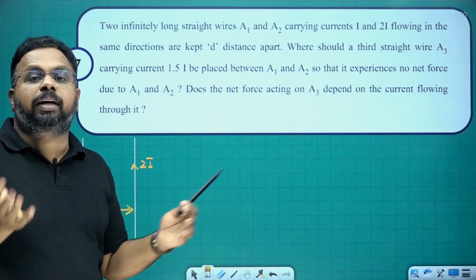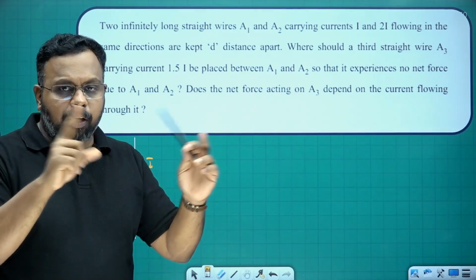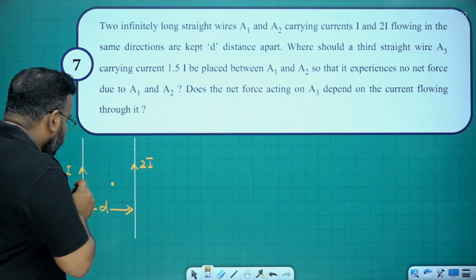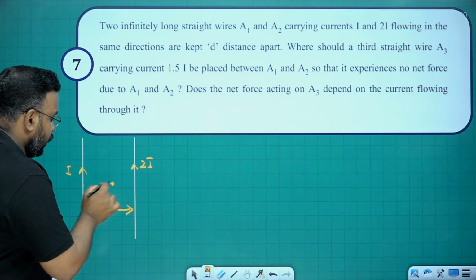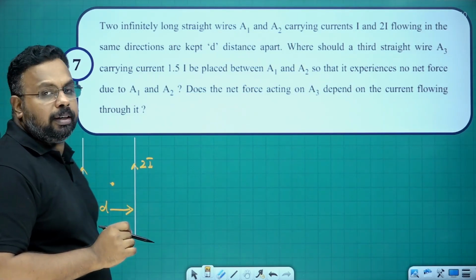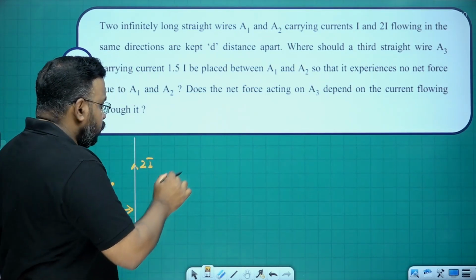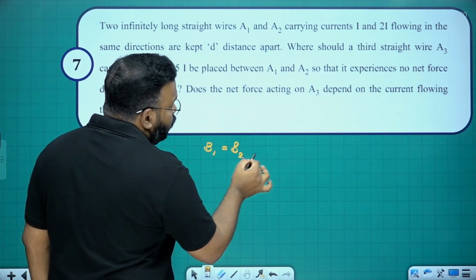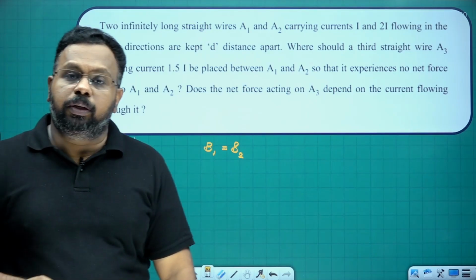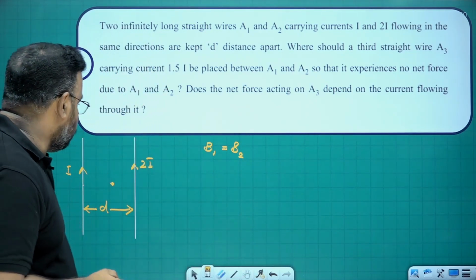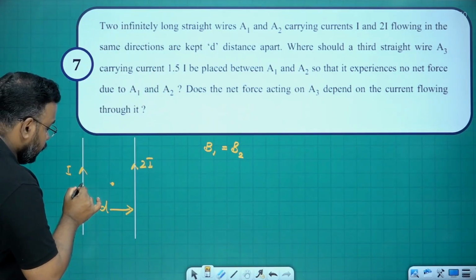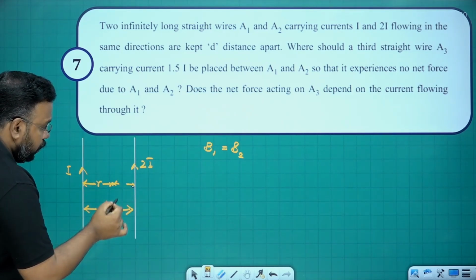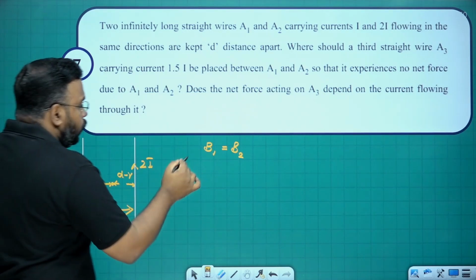Now what we need to check is whether the magnitudes are also equal. Directions are opposite, right? If magnitudes are equal, then the net field will be 0. So if you assume the field due to the first conductor as B1 and the field due to the second conductor as B2, what is the condition for the net field to be 0? B1 is equal to B2. If B1 is equal to B2, the net field will be 0 because the directions are opposite. What is B1? Field due to this one. So let me take this distance as R. Then surely the remaining distance will be D minus R.